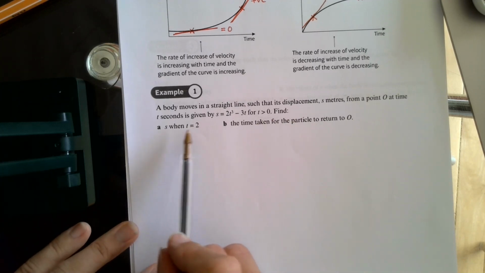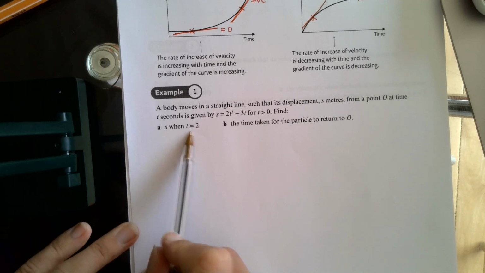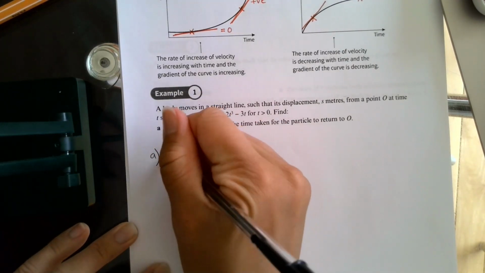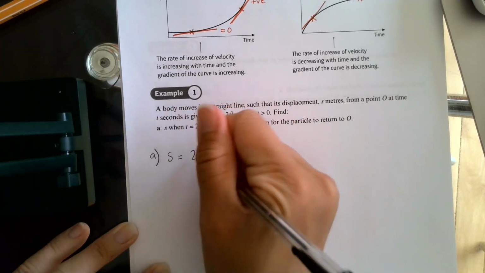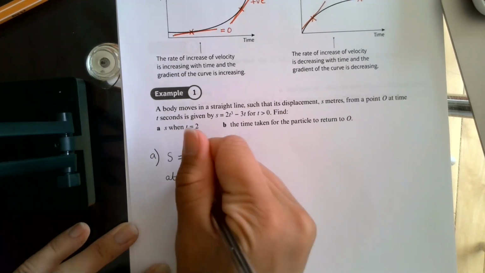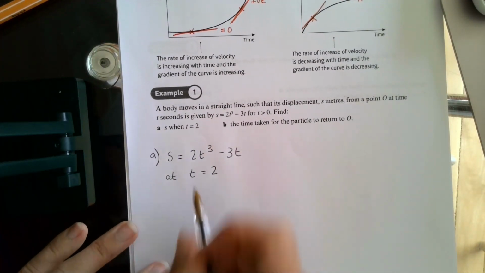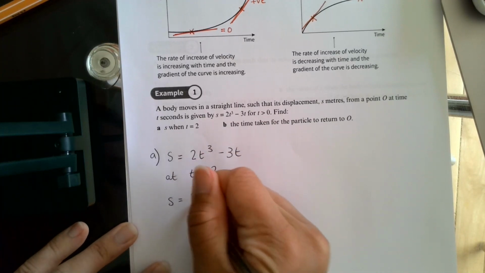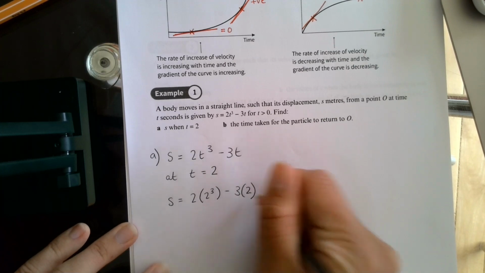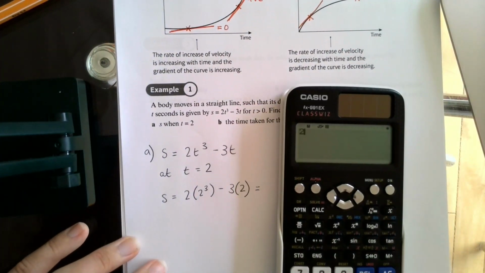Find S when t equals 2. So find the displacement at time 2 seconds. Well, that's nice and simple because we've been given a formula for displacement. So if I know S is equal to 2t cubed minus 3t, at t equals 2, all I need to do is sub in 2 to this equation. So I'm going to say S is equal to 2 cubed minus 3 times 2. Now, you could probably definitely do this without a calculator, but let's just be safe and make sure we're getting it right.